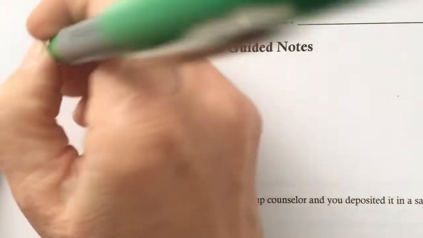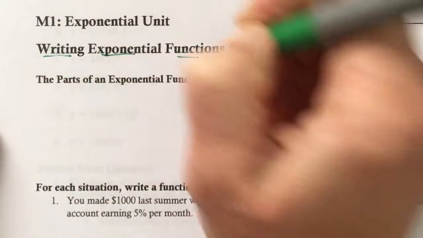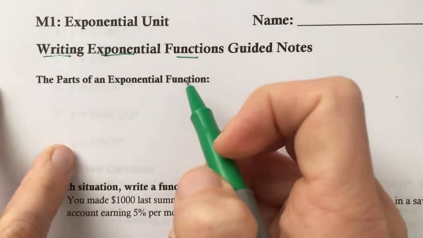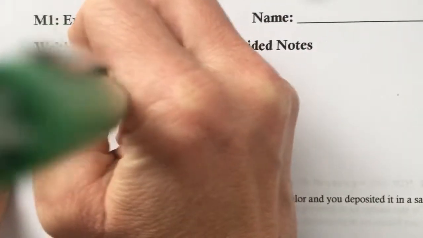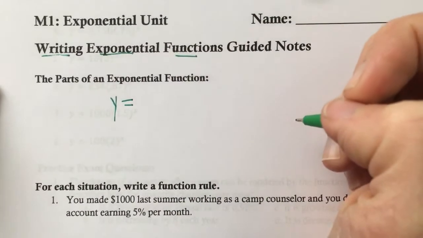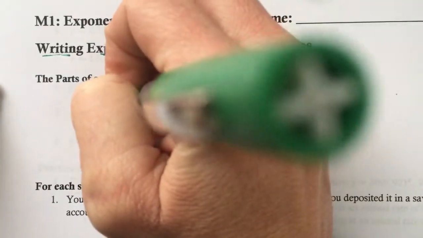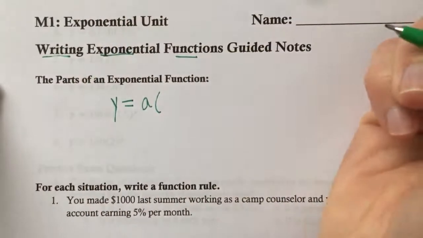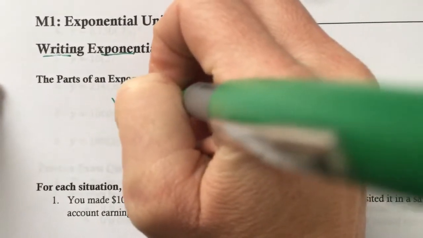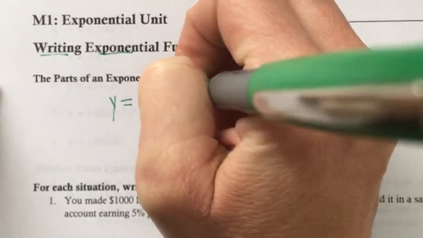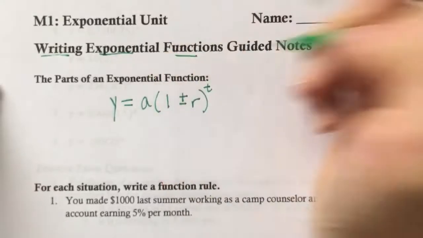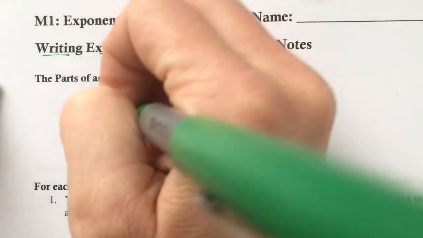Today we're going to be writing exponential functions. And so let's first talk about the parts of an exponential function. If I'm writing an exponential function, y equals a parentheses 1 plus or minus r to the t. Alright, so let's talk about what these different things mean.